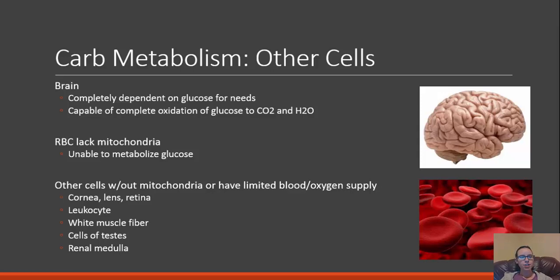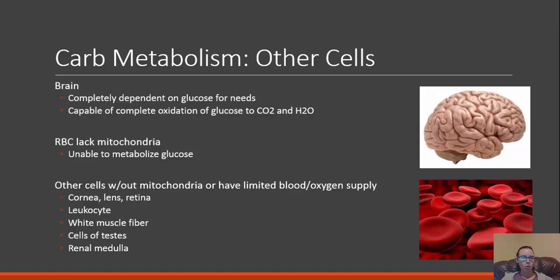So we also have other tissues that are dependent on glucose for needs. And these are the tissues that lack mitochondria and therefore are non-oxidative and unable to utilize the energy from a complete oxidation of glucose. So these cells include the cells that don't have a mitochondria. So for instance, red blood cells. So red blood cells rely on glycolysis, the first part of glucose degradation, but then are not able to fully oxidize glucose through the TCA cycle.